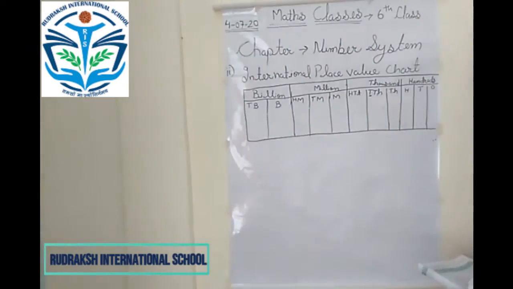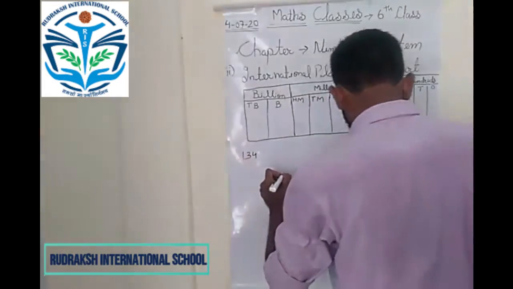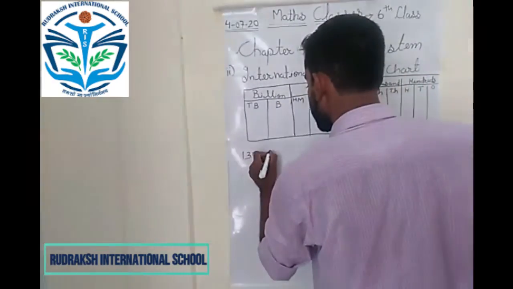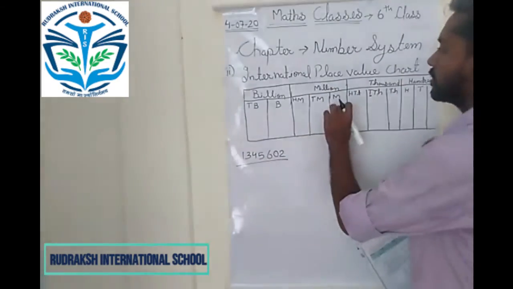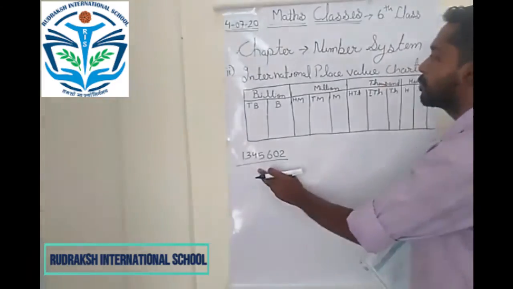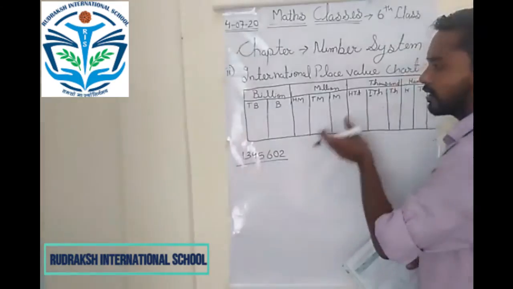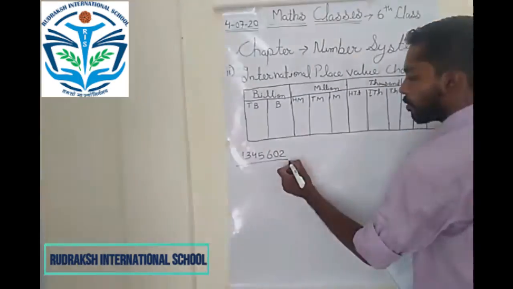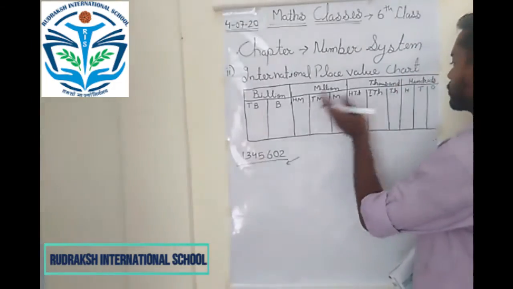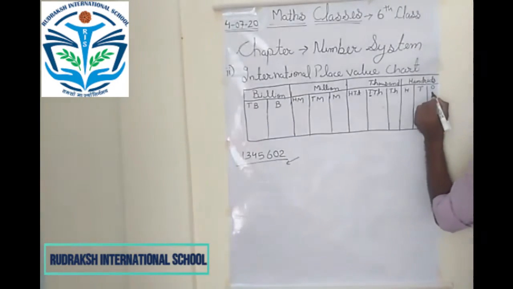So now the first example that we have got here is 1, 3, 4, 5, 6, 0, and 2. Here we have got a number which we have to place in this international place value chart. We will arrange it the same way as we did last time. We will arrange it from the back. We have to arrange this whole series of numbers from the backward direction. So first we are going to place the last number, that is 2. So 2 will be placed under ones, so it will be here.